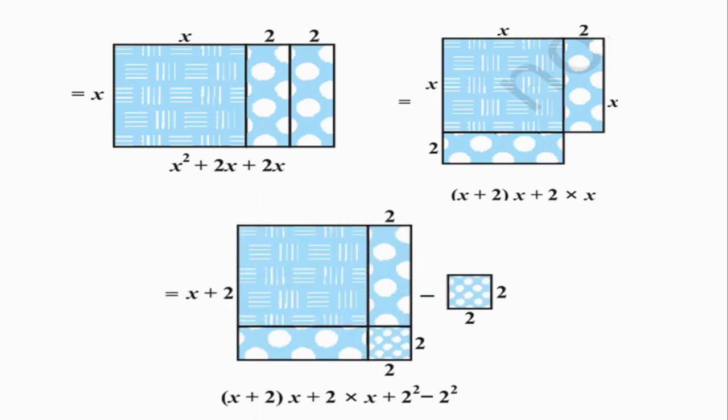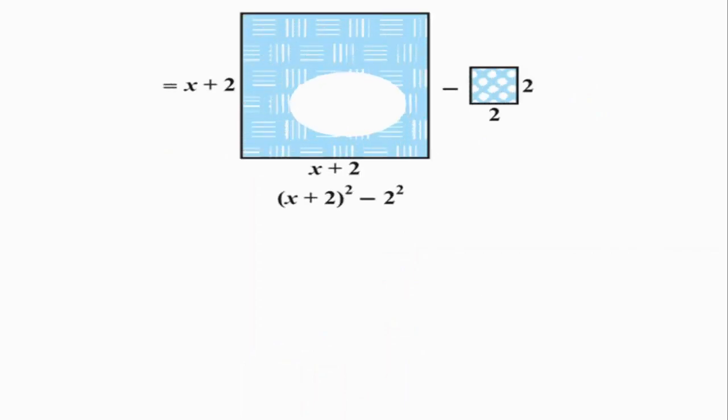What we did to make it a complete square, we are adding 2 square here. You see here. Now without loss of generality, we are adding 2 square, so we have to subtract 2 square. So we are adding 2 square and we are subtracting 2 square. Now see, this becomes x plus 2 whole square minus 2 square.